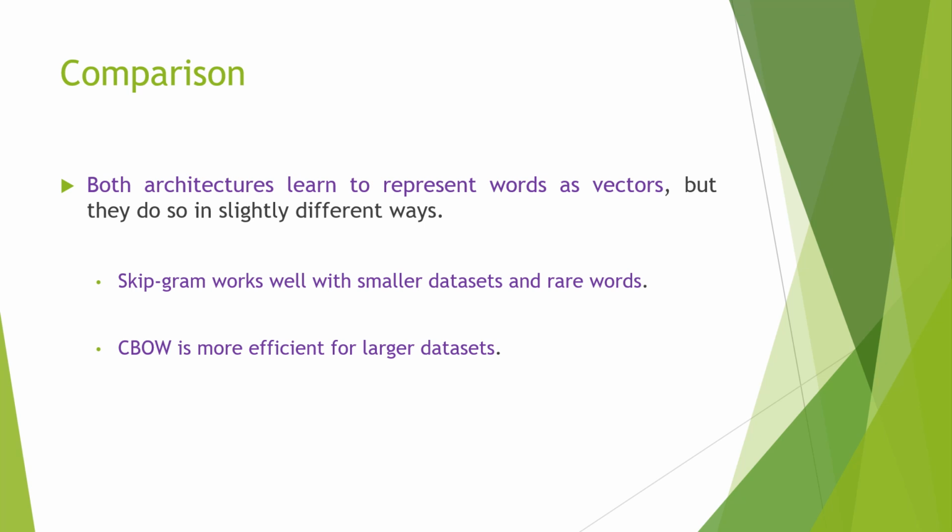Now, if you compare these two models, skip-gram works with smaller data sets, and it is good at working with rare words. Rare words are less frequent words across the corpus, whereas CBOW is more efficient for large data sets in which there may be multiple frequent words, so it can handle them based on the frequency of the words.